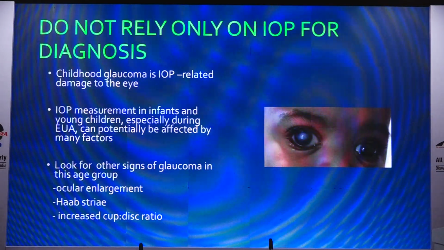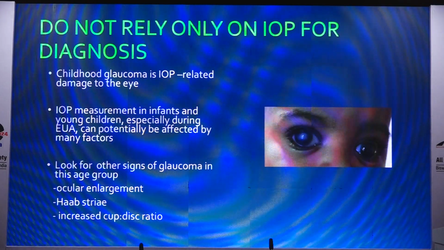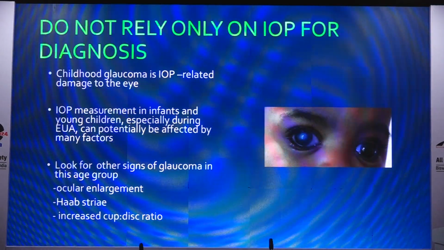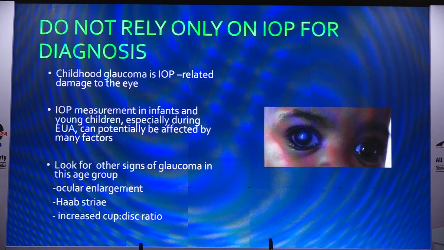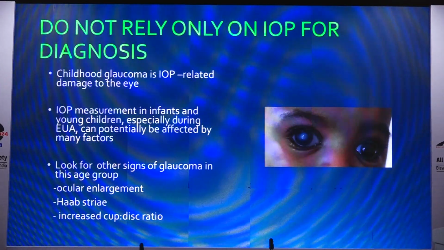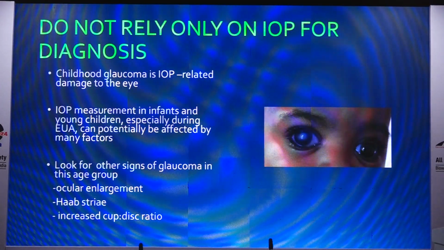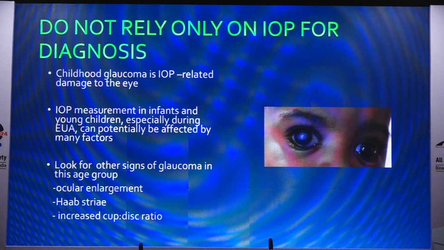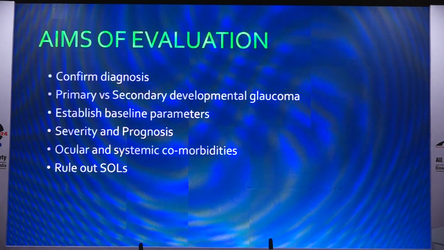Now, regarding the clinical evaluation, as we all know, congenital glaucoma is an IOP related damage to the eye, but sometimes the measurement of the intraocular pressure itself under conditions of examination under anesthesia is fallacious, and therefore we have to go by other surrogate measures that Dr. Murli had just discussed. So look for other signs of glaucoma in this age group, like ocular enlargement, Haab striae, and increased cup disc ratio.